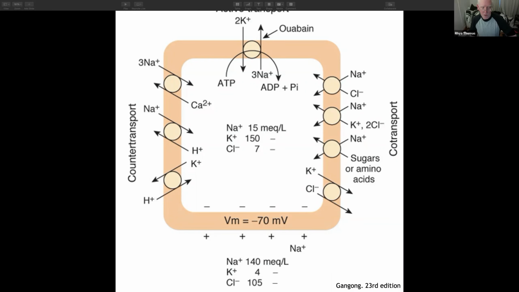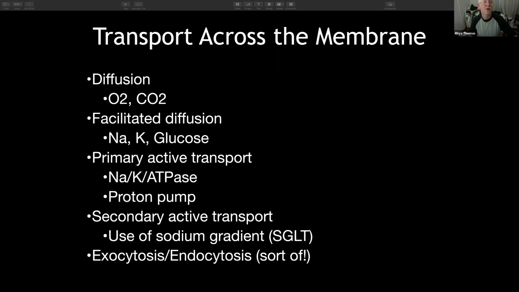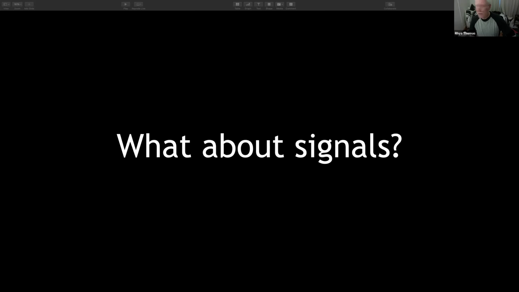But the key ones to remember, I think I've got it on the next slide: diffusion, facilitated diffusion, primary active transport, secondary active transport, and then exocytosis and endocytosis. Any other questions or comments at this point?